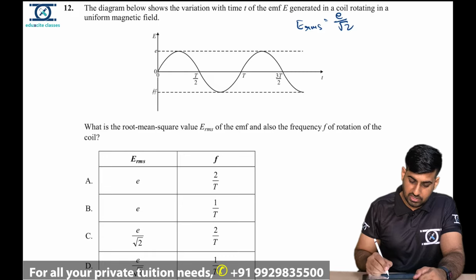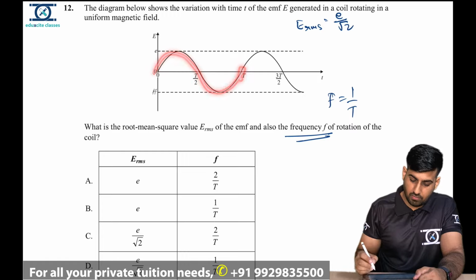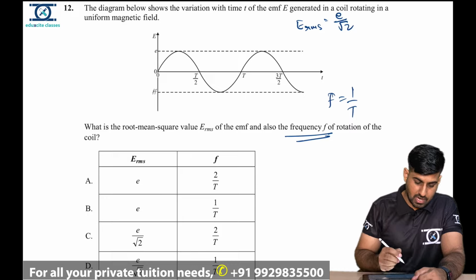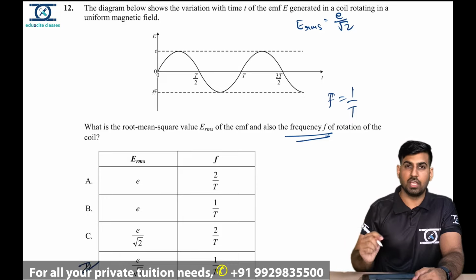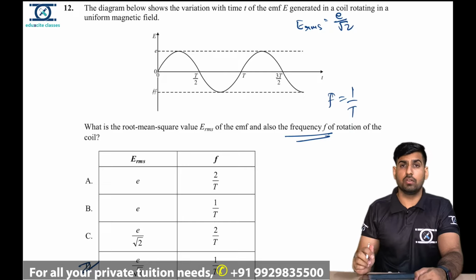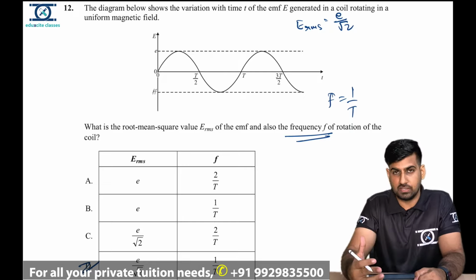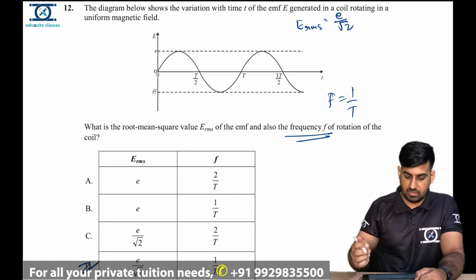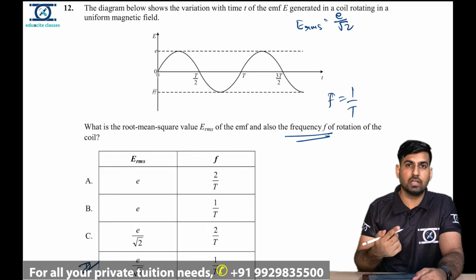Now there is no change in the frequency, so frequency is equal to 1 upon time period. So this is 1 upon time period for one rotation. So frequency will be 1 upon time period and ERMS will be E, the peak value of the EMF, divided by root 2. This is given in your data booklet. Okay, so very simple, and there is no change in the frequency, right? The frequency will remain the same, and the relation between frequency and time period is also given in your data booklet.